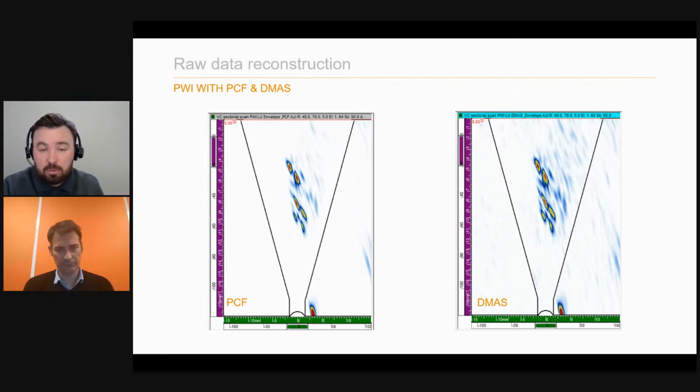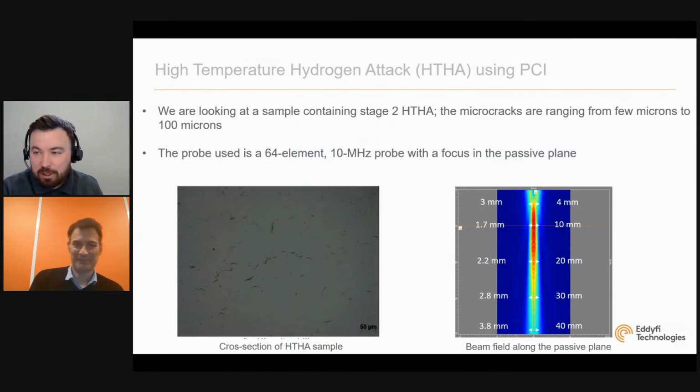And on the right, another algorithm, delay, multiply, and sum, where there's a multiplication step in the TFM computation before we do the addition, which again reduces the background noise significantly and gives us excellent SNR on that porosity, as an example. And now over to you, Fred.